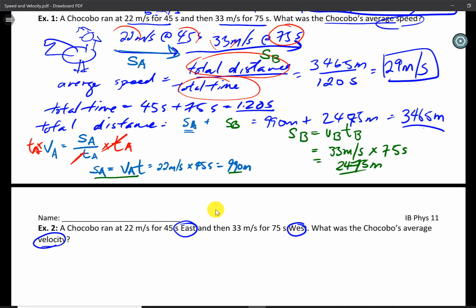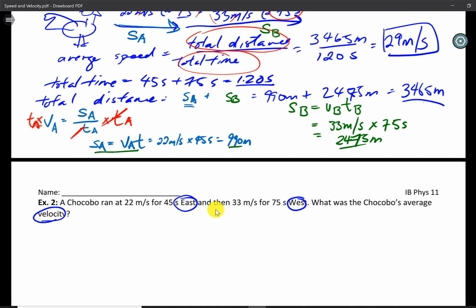Now we've got to be very careful. We are including directions in this problem, and instead of the total distance for average speed, we're looking at the total displacement. What is the change in position? So we're not looking at the total distance traveled, it's a change in position. I'm going to give you a chance to do the question. Pause the video right now, and I will follow this video up with solutions on fast play.